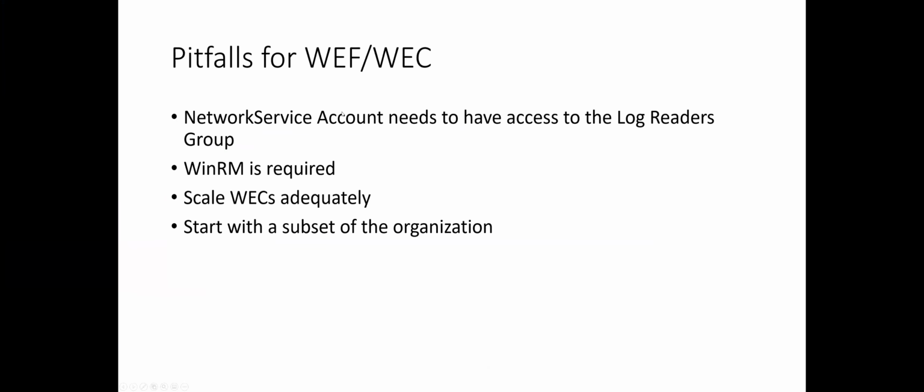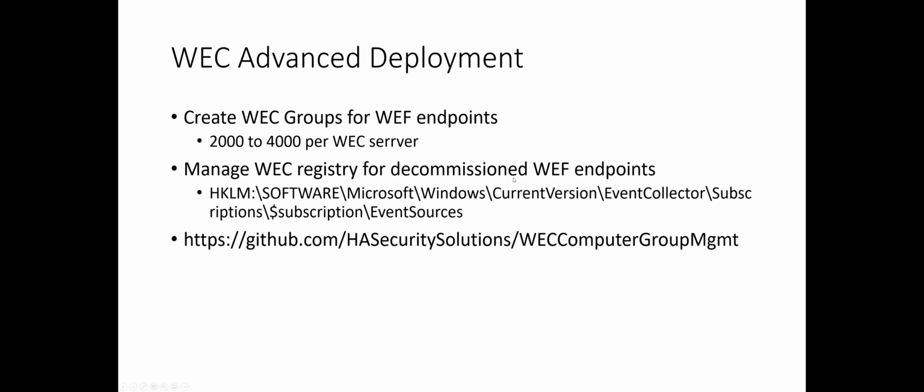Right. So, pitfalls for WEC deployment. The network service account needs to have access to the log readers group. We talked about how to configure that in the policy. WinRM is required. We talked about that. Scale WECs adequately. Each one of these WECs should have 2,000 to 4,000 endpoints. And when you're first getting started, start with targeted areas so that you can debug everything and make sure everything's working nicely.